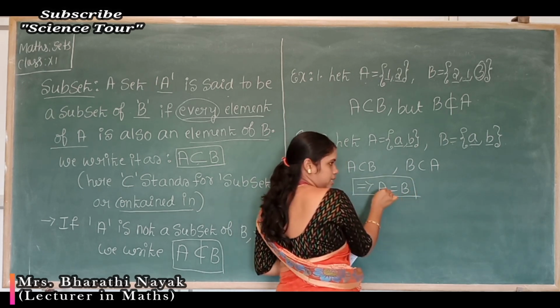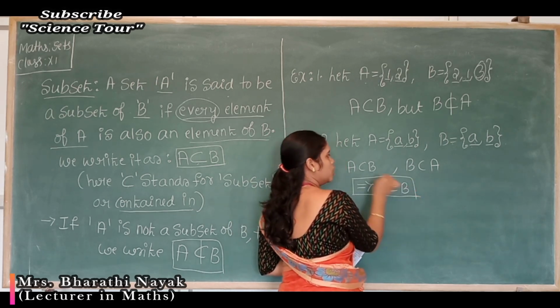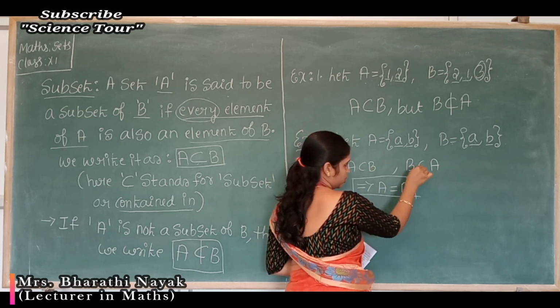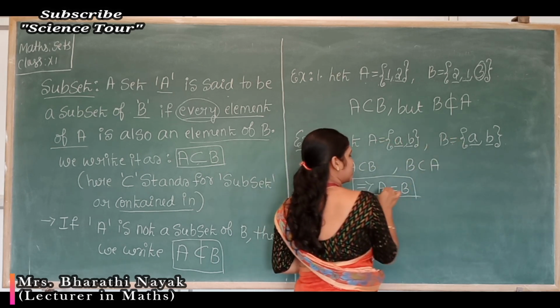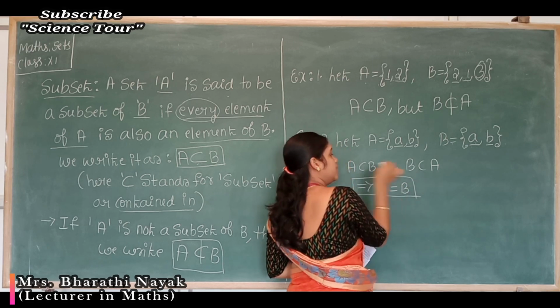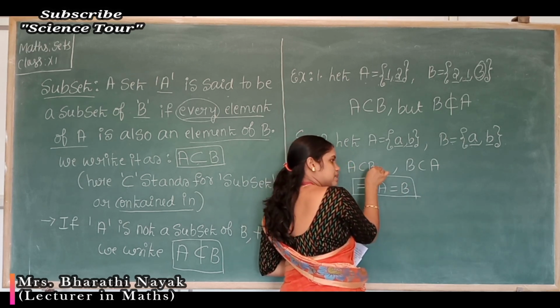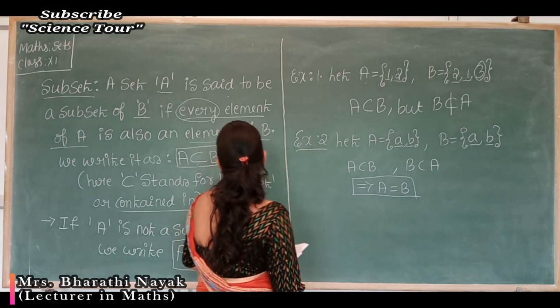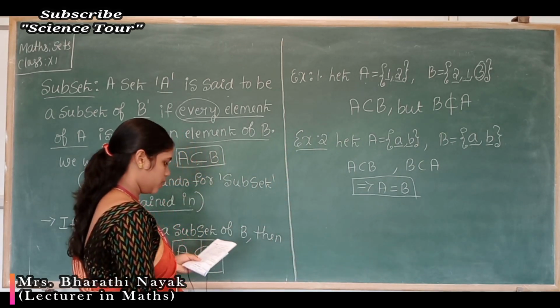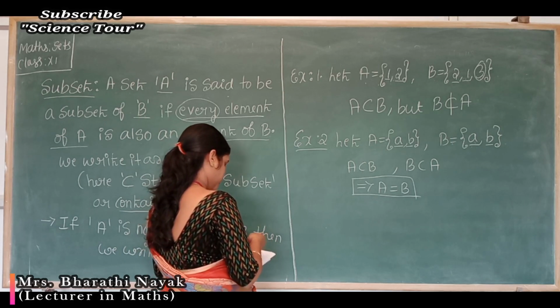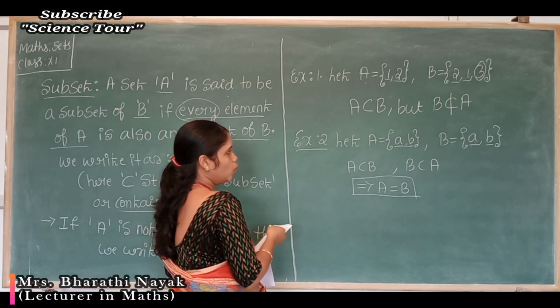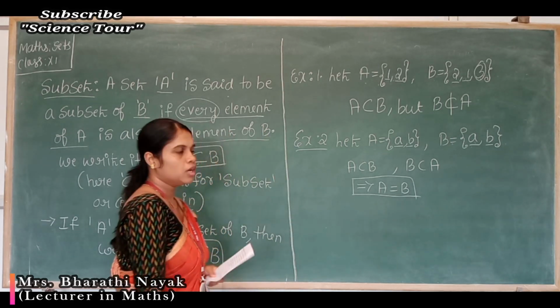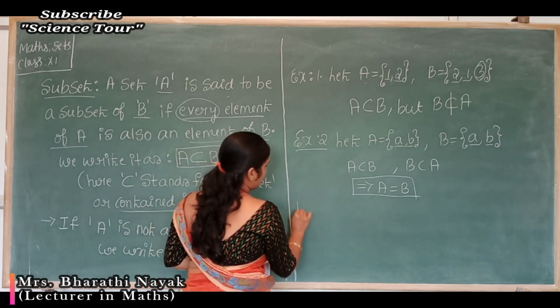So unless these two sets are equal, you cannot have this situation. Understood? If any two sets are equal, then only we can say that A is a subset of B and B is a subset of A. Okay, yes. So now I'll consider some notes regarding these subsets. See, note number 1.